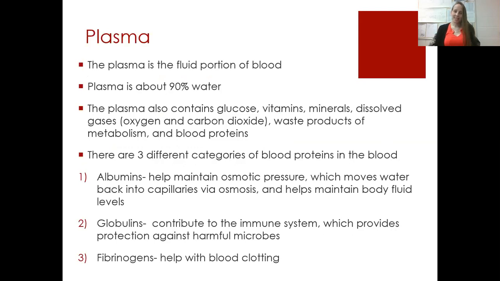So your plasma, like I said, is the fluid portion of the blood. It is about 90% water, but it also contains dissolved glucose, vitamins, minerals, different gases, as well as some waste products and blood proteins. There are three different types of blood proteins. There are albumins, which help maintain osmotic pressure. So it essentially moves water into your capillaries via osmosis in order to lower the osmotic pressure of your capillaries, and it just helps maintain your body fluid levels in general.